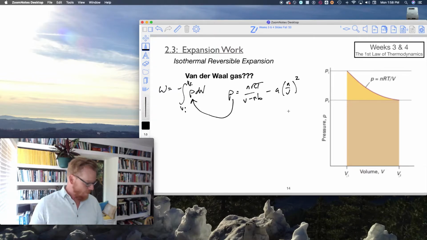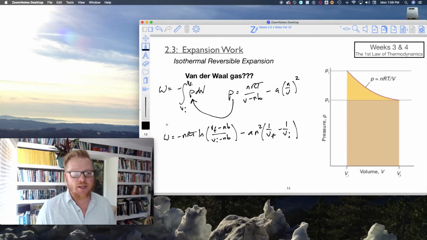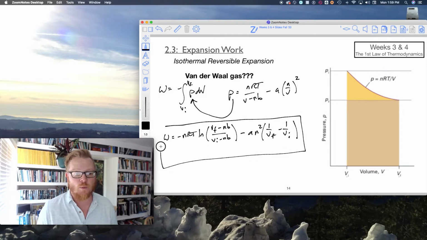It's not so bad, I promise. I'll give you the solution, and it's very similar to the solution for an ideal gas. We still have this term, negative nRT natural log, but now instead of it being simply VF over VI, it's VF minus nb over VI minus nb. And then you have this extra term, minus a n squared times the quantity 1 over VF minus 1 over VI. And this becomes our isothermal reversible expansion work for a van der Waals gas.